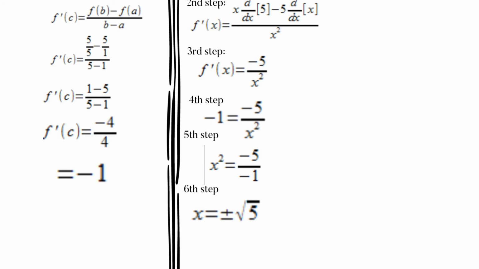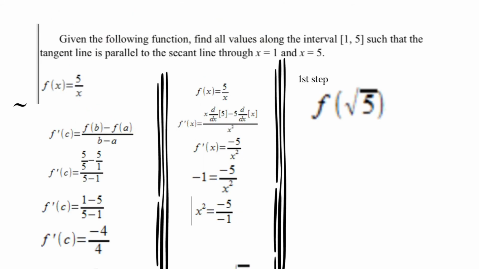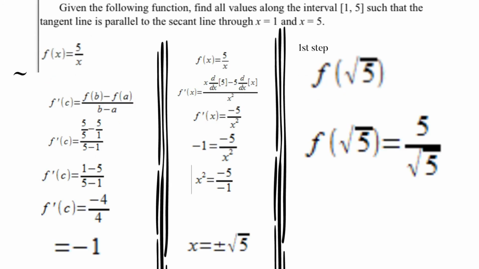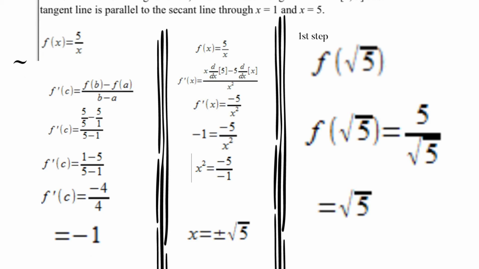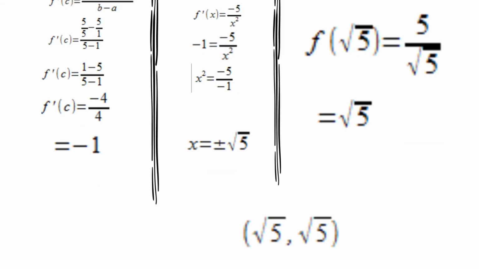Now we can throw out negative radical 5 since it's not in our interval. So we get an answer of positive and negative square root of 5. Since the negative value is not in our interval, the answer is the square root of 5. Then we have to plug it back into our original equation to find out what the point is. So f of square root of 5 equals 5 over square root of 5, and that gives us square root of 5. So the point that we got is (square root of 5, square root of 5).